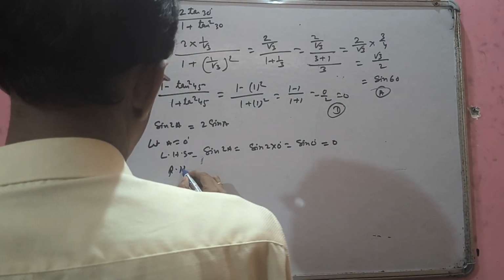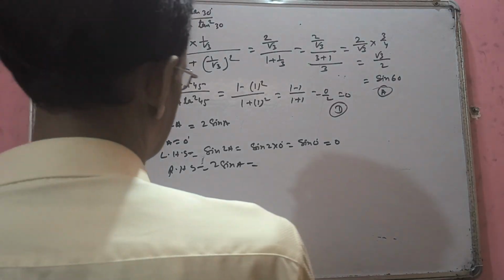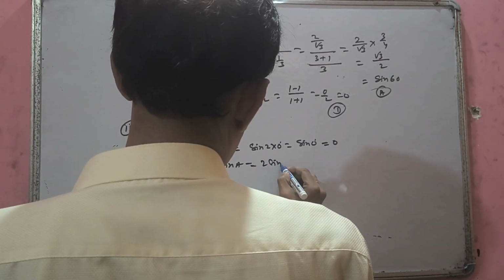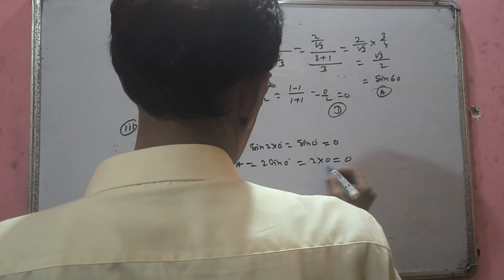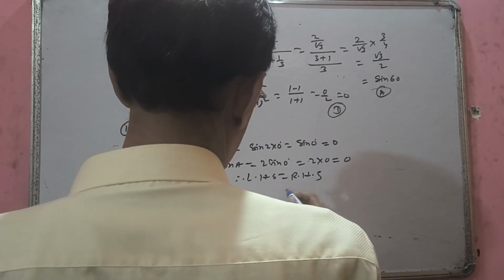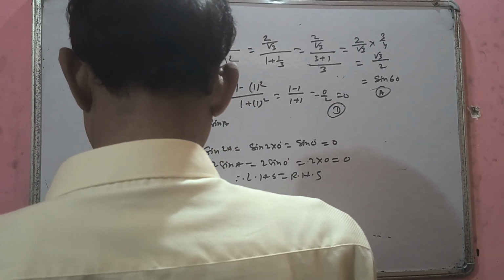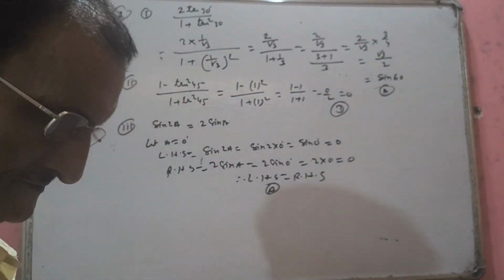What is RHS? 2 sin A. So how much will we get? 2 sin, we have taken 0 degree. So 2 into 0 equal to 0. So we have LHS is equal to RHS for what value of A? 0. So which option is correct? Again option A is correct.